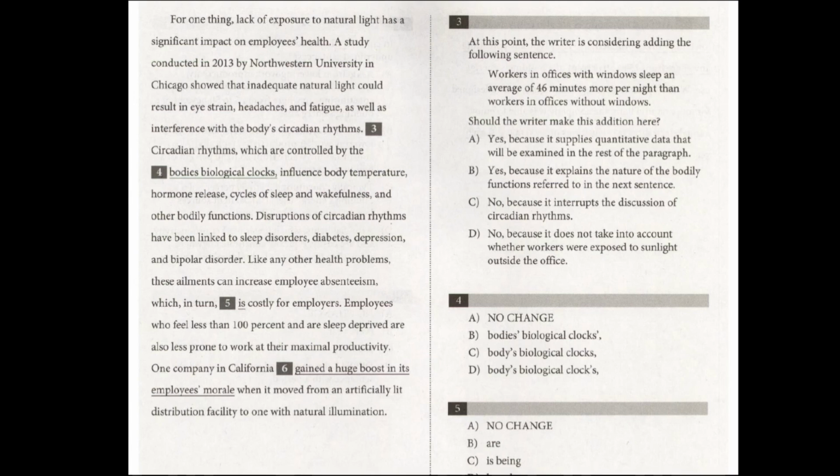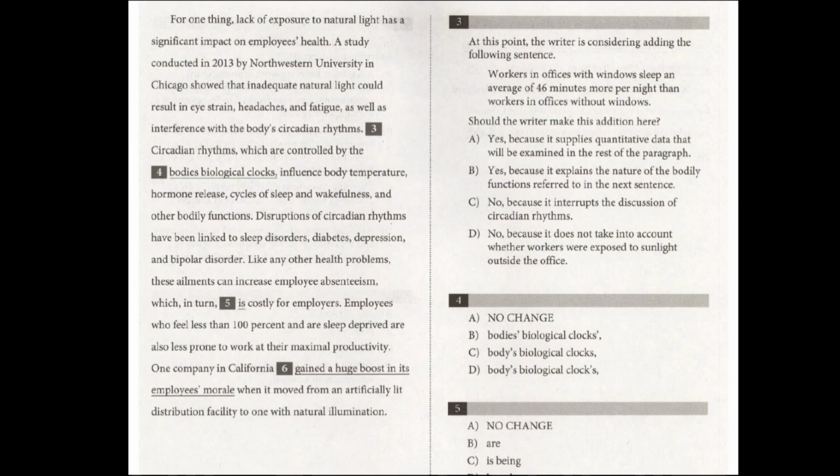Let's move to question number 3 now. The question asks the following. At this point, the writer is considering adding the following sentence. Workers in offices with windows sleep an average of 46 minutes more per night than workers in offices without windows. Should the writer make this addition here? There are 4 choices, and choice C, no, because it interrupts the discussion of circadian rhythms, is the correct choice.